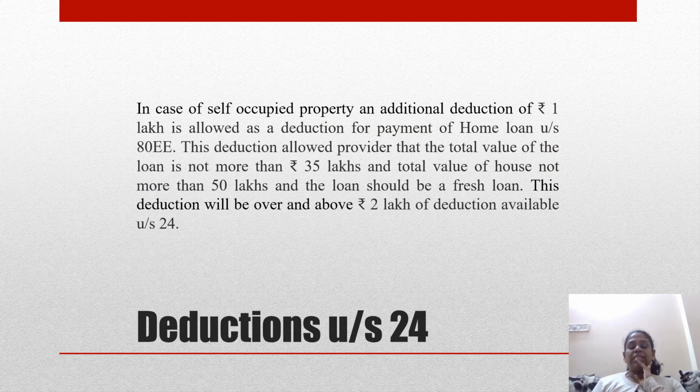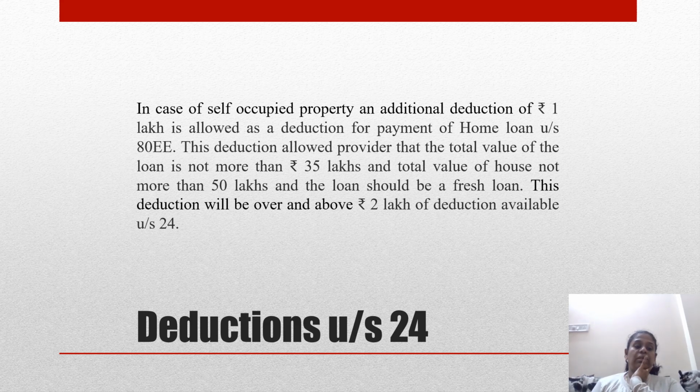Next is deductions. As we saw, after deducting your municipal tax, you get the net annual value. From that, there are basic deductions, the deductions under section 24. In case of a self-occupied house property, there is deduction under section 24. If there is any self-occupied property, an addition of up to 1 lakh extra we can claim under section 24.